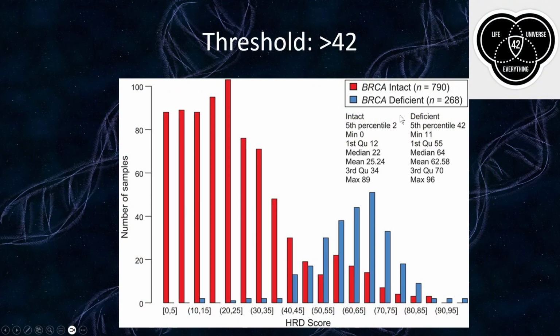All right, and so here is, I think, the initial study that set some of this up. They're looking at the HRD score in cases that are BRCA intact in red and BRCA deficient in blue. There's a threshold here of 42 where it passed over from most of the negatives to most of the positives. You notice there is a little bit of an extra peak over in the red, so that's probably things caused by defects in genes other than BRCA.